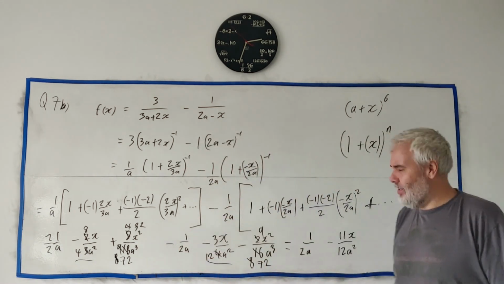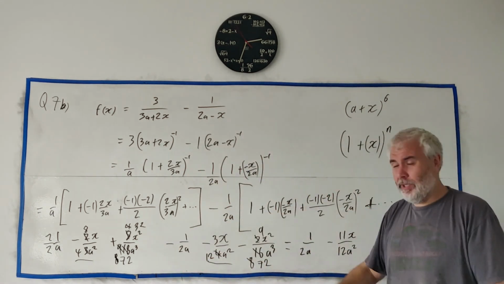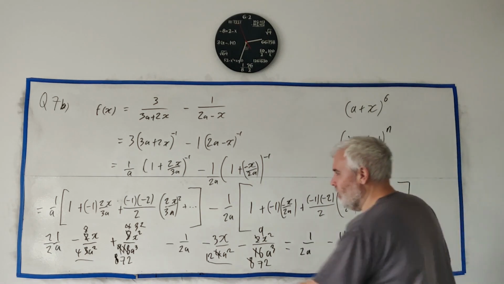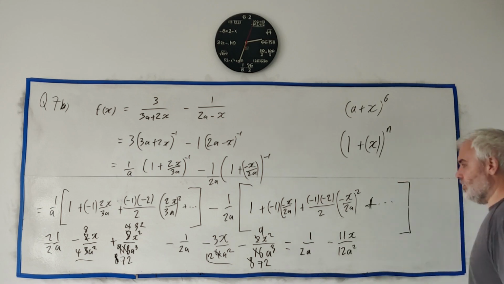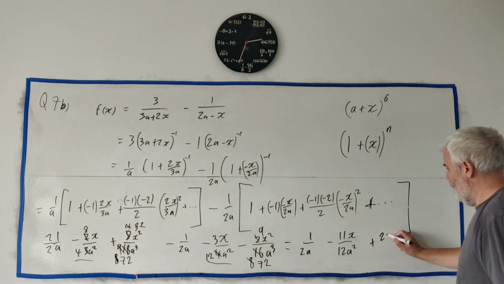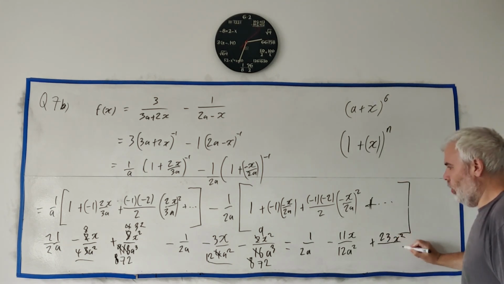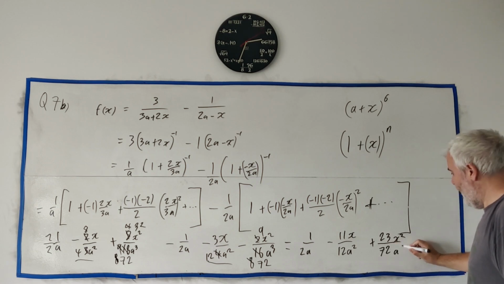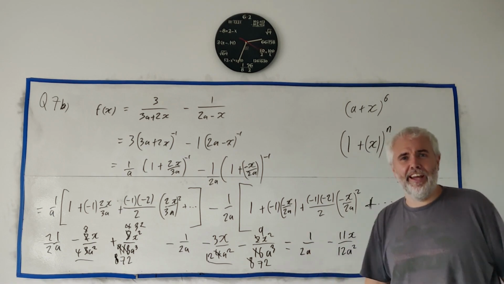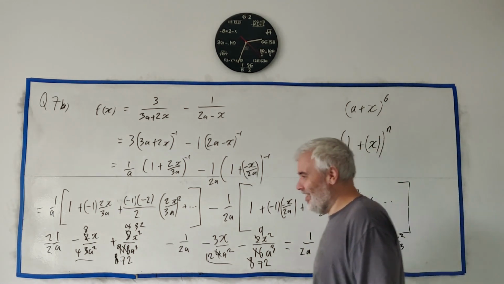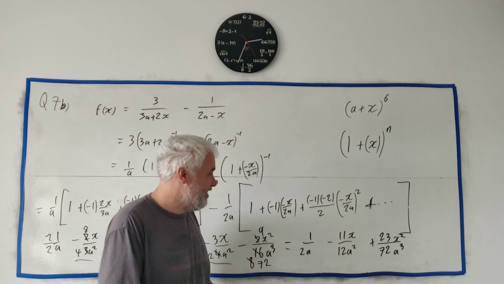I'm sorry, that's a bit messy. I guess we could, I've run out of room. You could do this in multiple lines. We have 32x squared here, and minus 9x squared, that's 23x squared, all over 72a cubed. And that, as far as I'm aware, I have checked the markscheme, is the correct answer. It's a messy answer, but it is the correct answer.